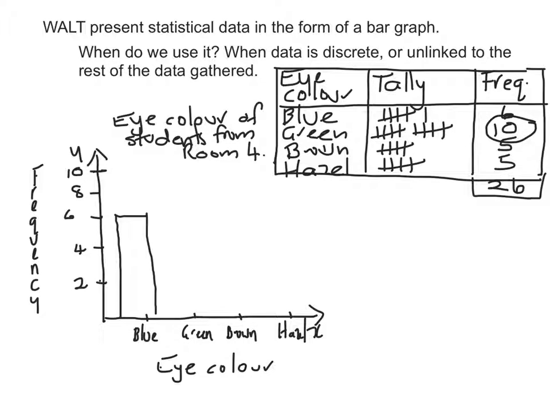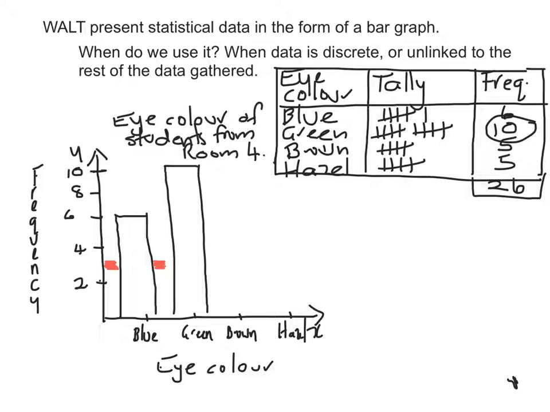When we come to the green data, it goes to the 10, but this is where you need to be very clear. The gap that exists between your y-axis and your first bar needs to be the same size as the gap that exists between your first bar and the second bar. So now let's draw in the 10. You would rule up to the 10, rule across and down.